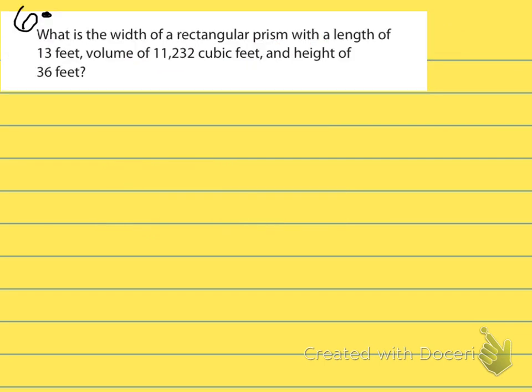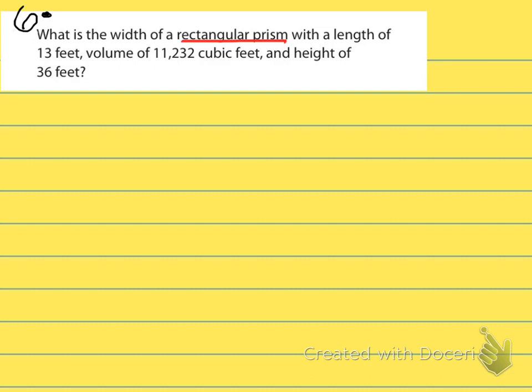All right, number 6. What is the width of a rectangular prism with a length of 13 feet, volume of 11,232 cubic feet, and a height of 36 feet? So this is a word problem similar to the one you're going to have on your quiz. And there are obviously dimensions that are written, and you're going to be solving for the missing dimension. So the first thing you need to do is underline the rectangular prism. That's super important that you figure out what type of problem it is before you start anything, because you need to know which formulas you're going to use.